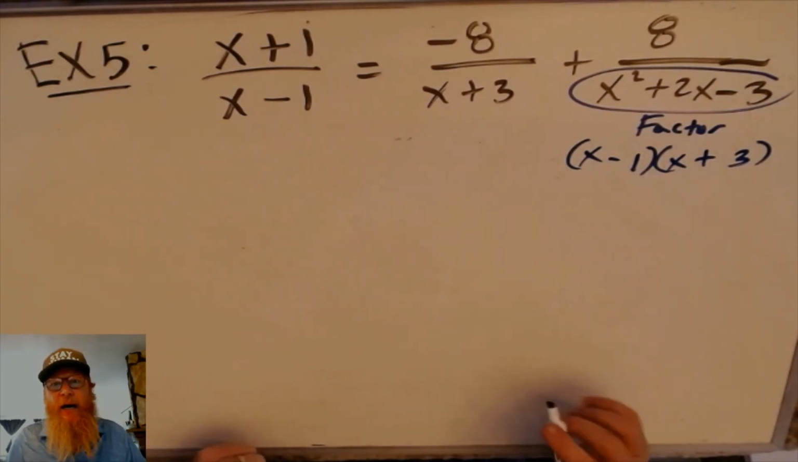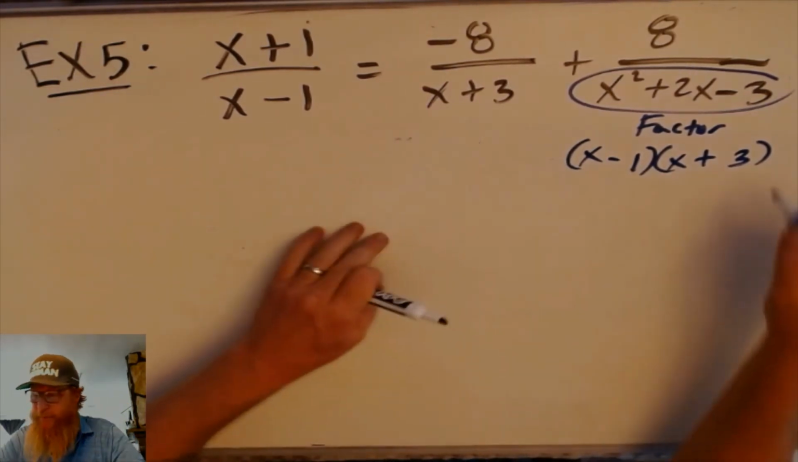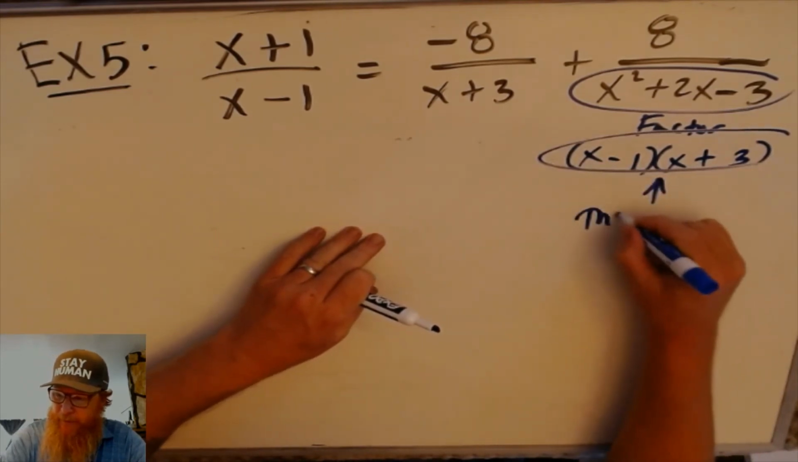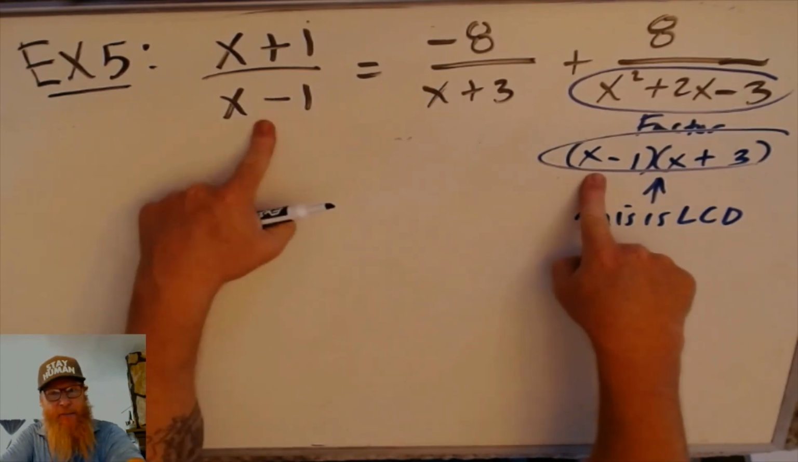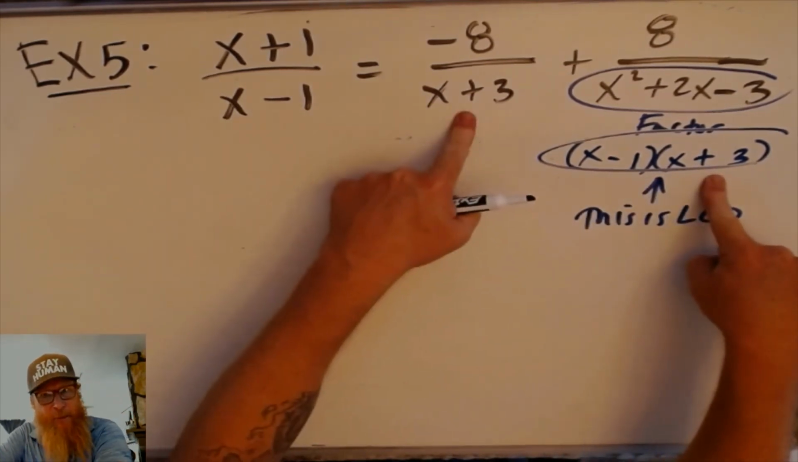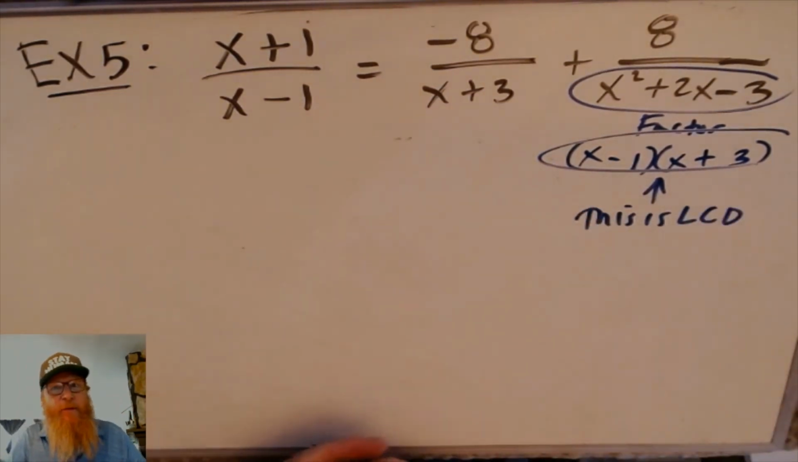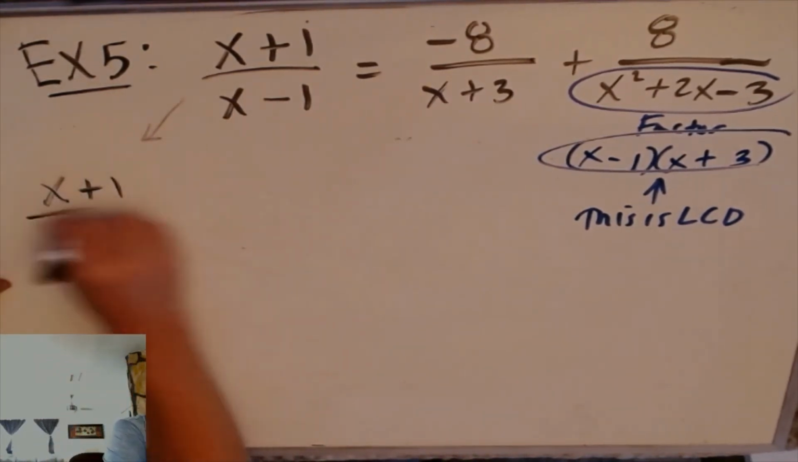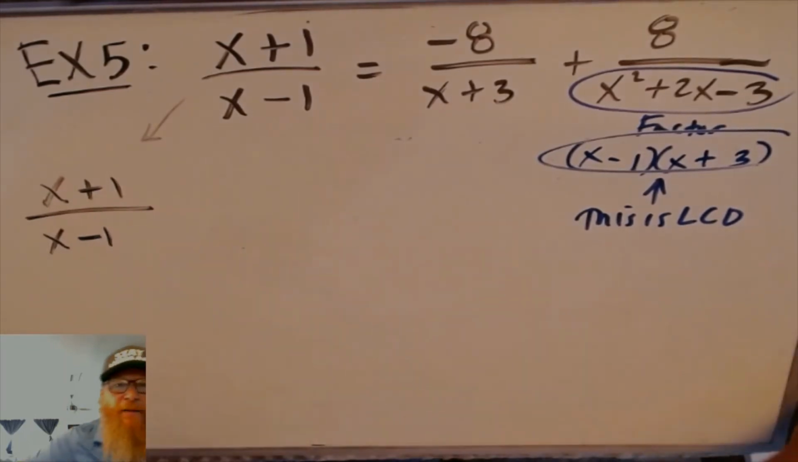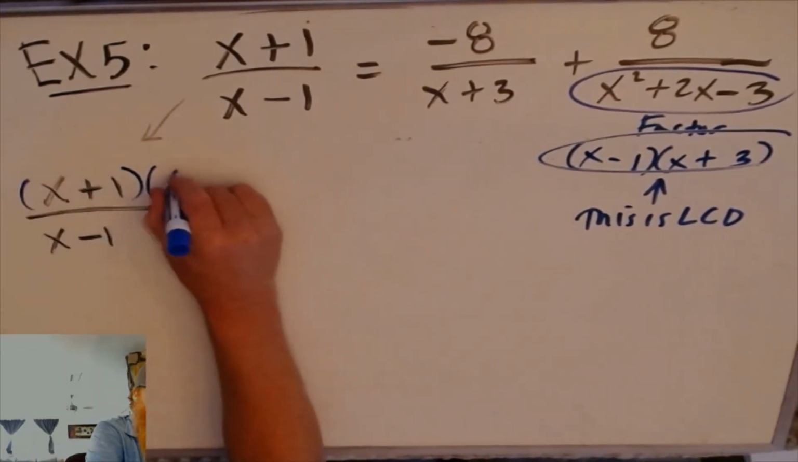Okay? And so that's your LCD. See, you got x minus 1, x minus 1, x plus 3, x plus 3. So this is the least common denominator. So you're going to multiply everybody on top by the LCD. Bring your own parentheses.